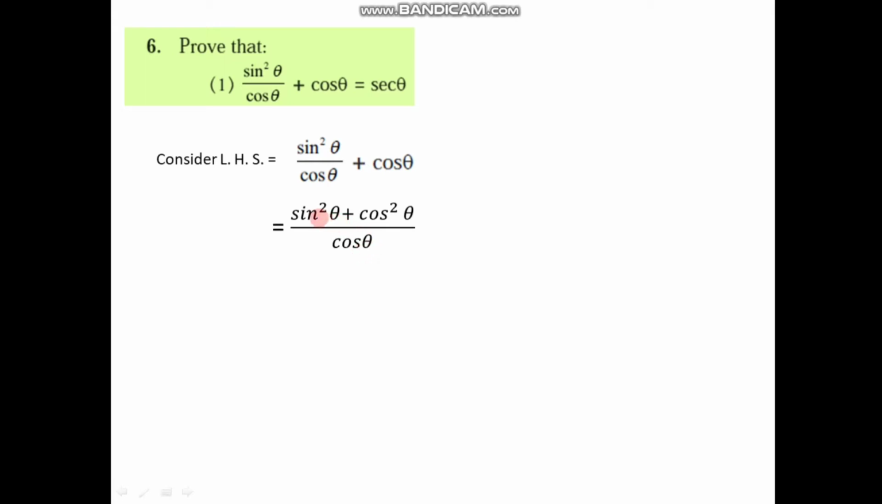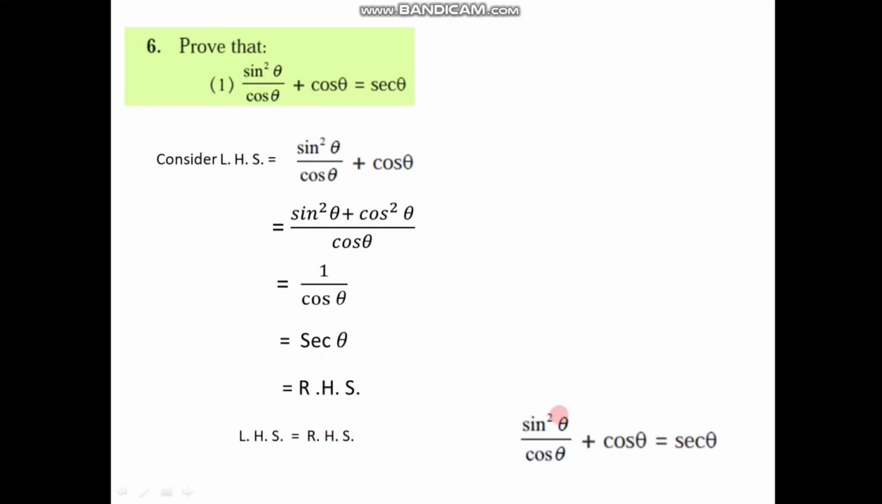Now we have one trigonometric identity which shows the relation between sin theta and cos theta. That is, the first trigonometric identity is sin square theta plus cos square theta is equal to 1. So instead of sin square theta plus cos square theta, we can write here 1 divided by cos theta. And we know that cos and sec are the reciprocals of each other. That's why 1 divided by cos theta is nothing but the sec theta, and which is nothing but the RHS. So we have started with the LHS and we get the RHS. That's why we get LHS is equal to RHS, that is sin square theta divided by cos theta plus cos theta is equal to sec theta. So that is we wanted to prove.